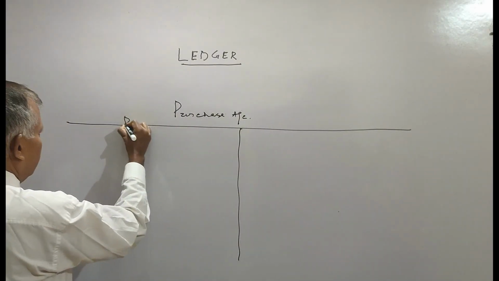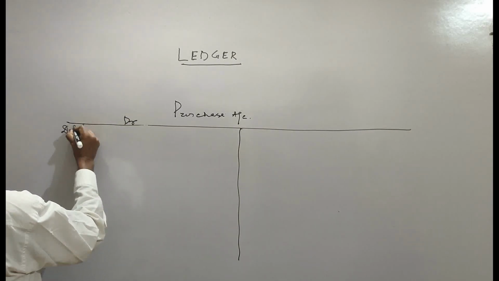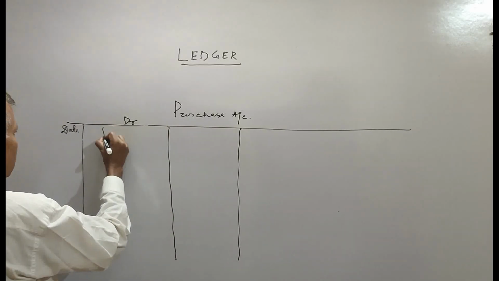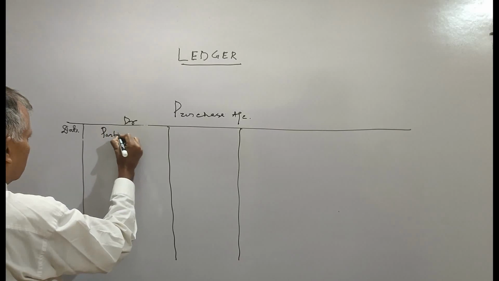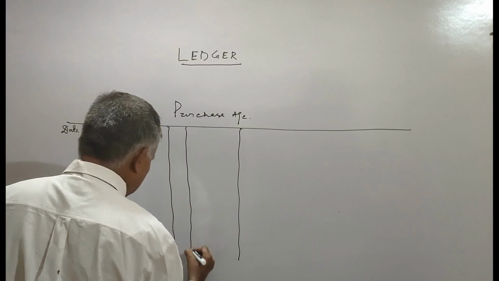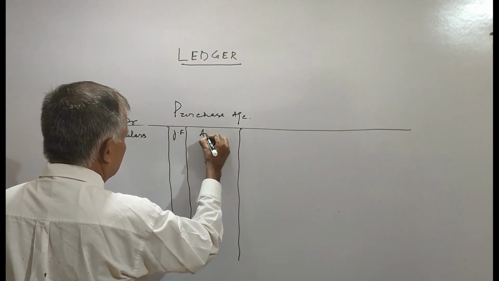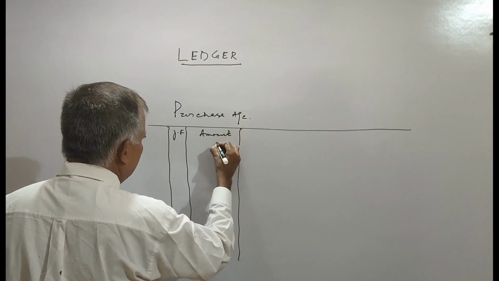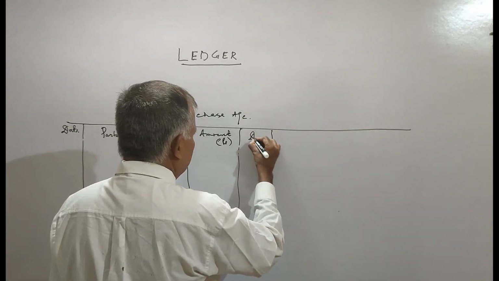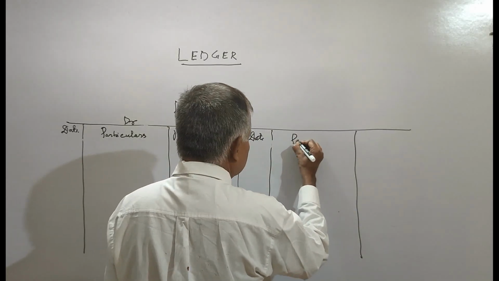This is your debit, this is particulars, this is your journal folio, this is amount. Similarly, here also date, this is particulars.